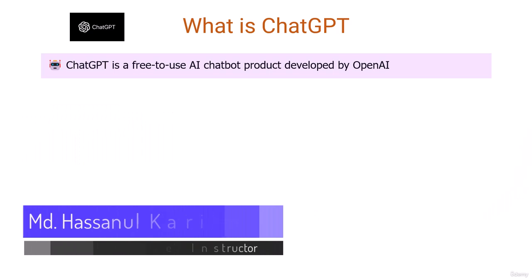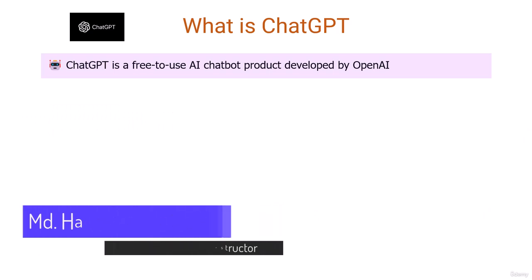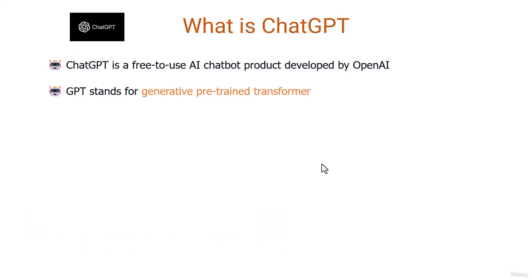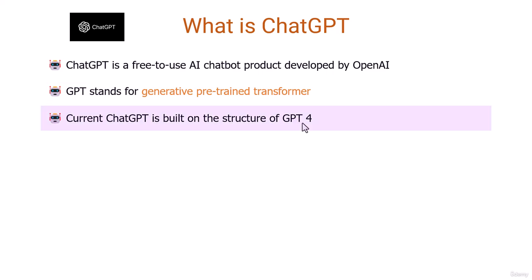ChatGPT is a free-to-use AI chatbot product developed by a startup called OpenAI. So here GPT stands for Generative Pre-trained Transformer. At the time I am recording this video, the latest version of GPT is GPT-4.